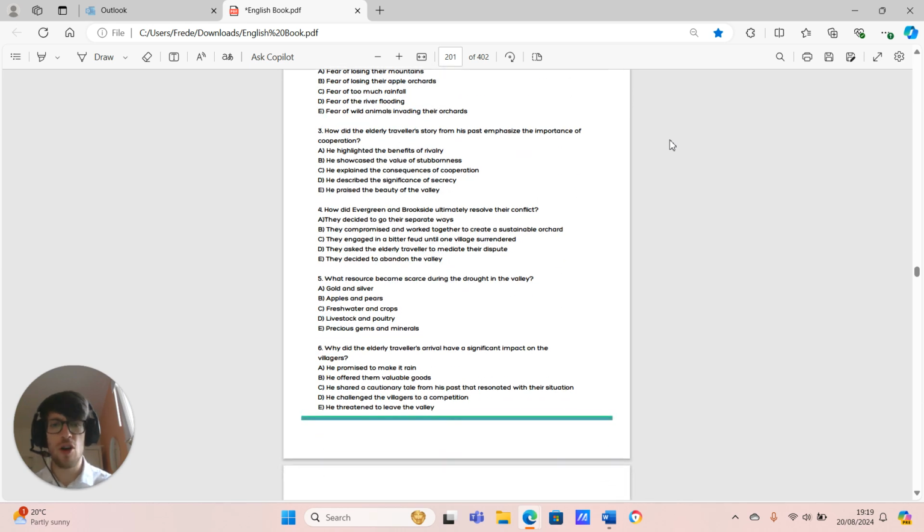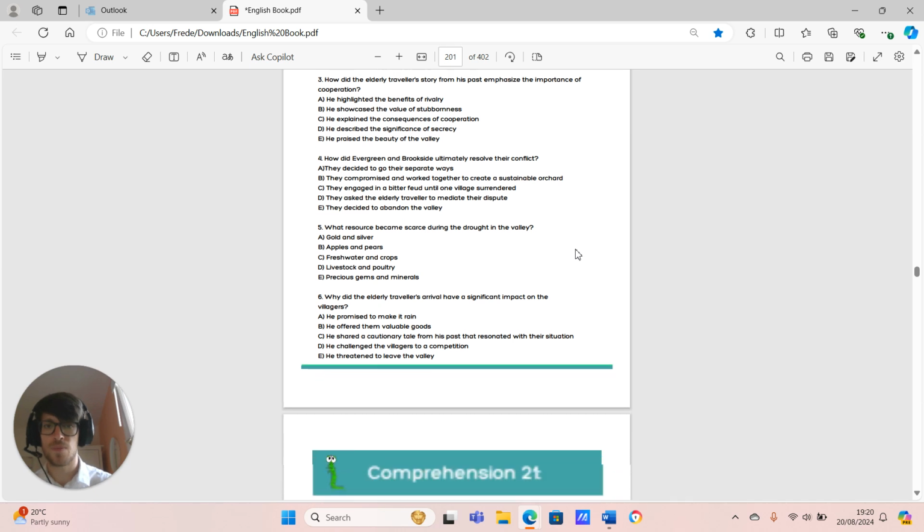3. How did the elderly traveller's story from his past emphasise the importance of cooperation? So, we can use some logic here as well. Did he highlight the benefits of rivalry? He can't have done, because we've already discovered that the main lesson being taught here is the importance of cooperation. He showcased the value of stubbornness, equally invaluable by the end of the text? He explained the consequences of cooperation? Does he talk about secrecy? No. Does he talk about beauty? No. Process of elimination, we've used logic as well. 3 has to be C.